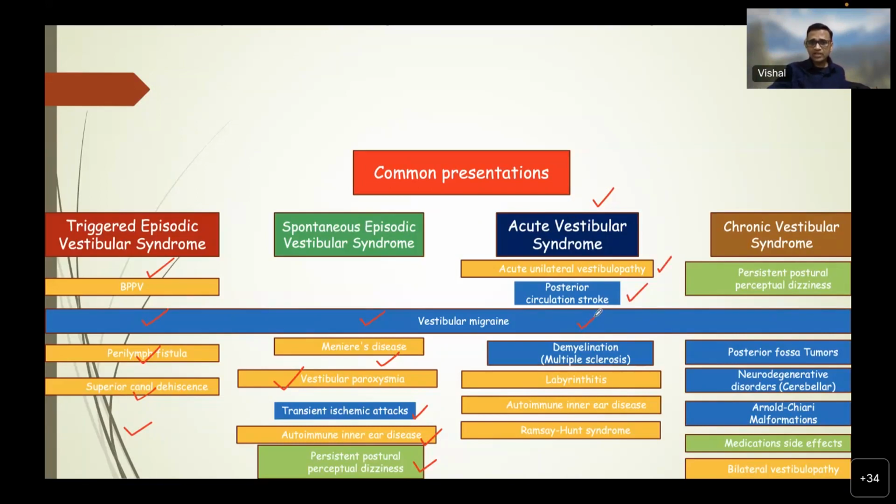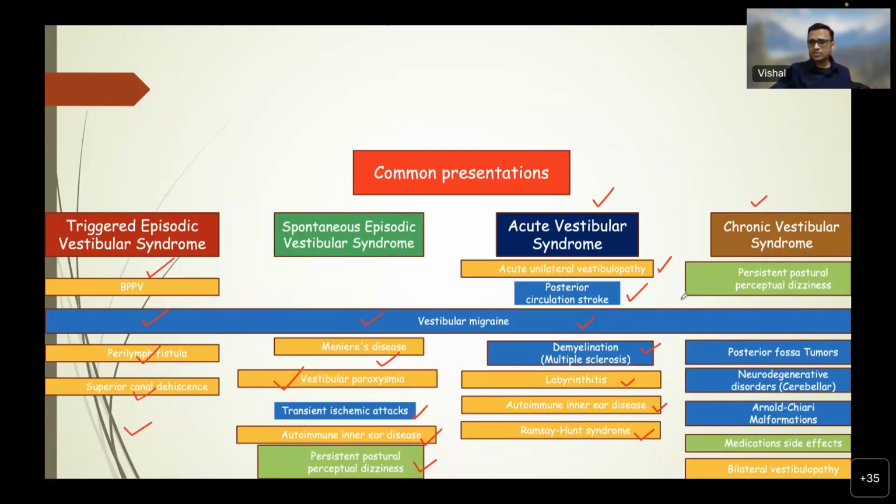Even vestibular migraine patients can present with acute onset vertigo lasting for hours. You can see the patient during the attack, and it can mimic acute vestibular syndrome. Pseudoneuritic presentation in demyelination, that is, acute attack of demyelination involving the brainstem, pontomedullary junction, is very common. Labyrinthitis, autoimmune inner ear disease, Ramsay-Hunt syndrome. So these are the causes of acute vestibular syndrome.